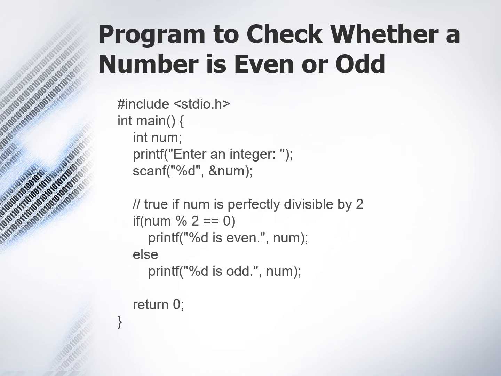Then we will apply an if condition. If this number % 2 equals 0, we will print that this number is even. Else we will print that this number is odd. And in the end we will return 0.